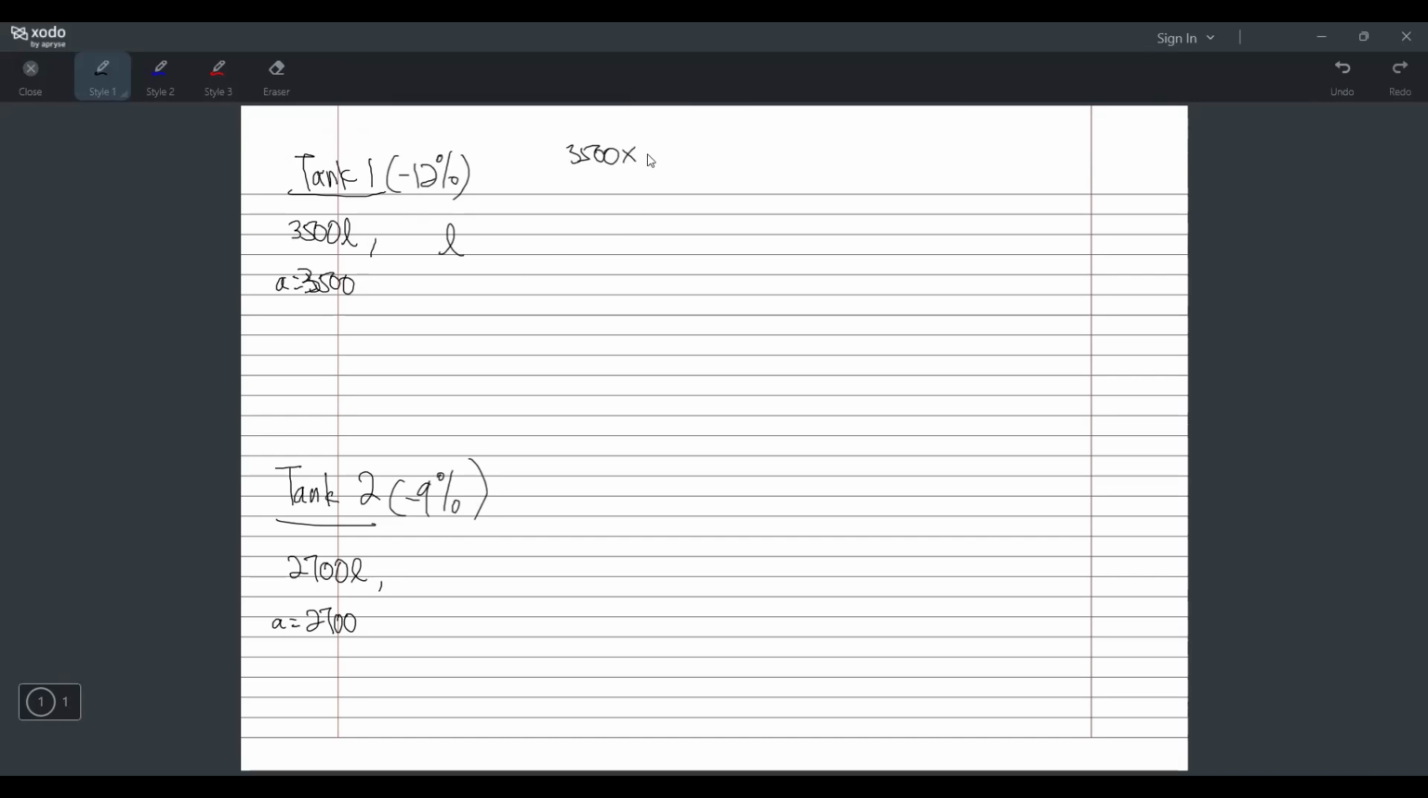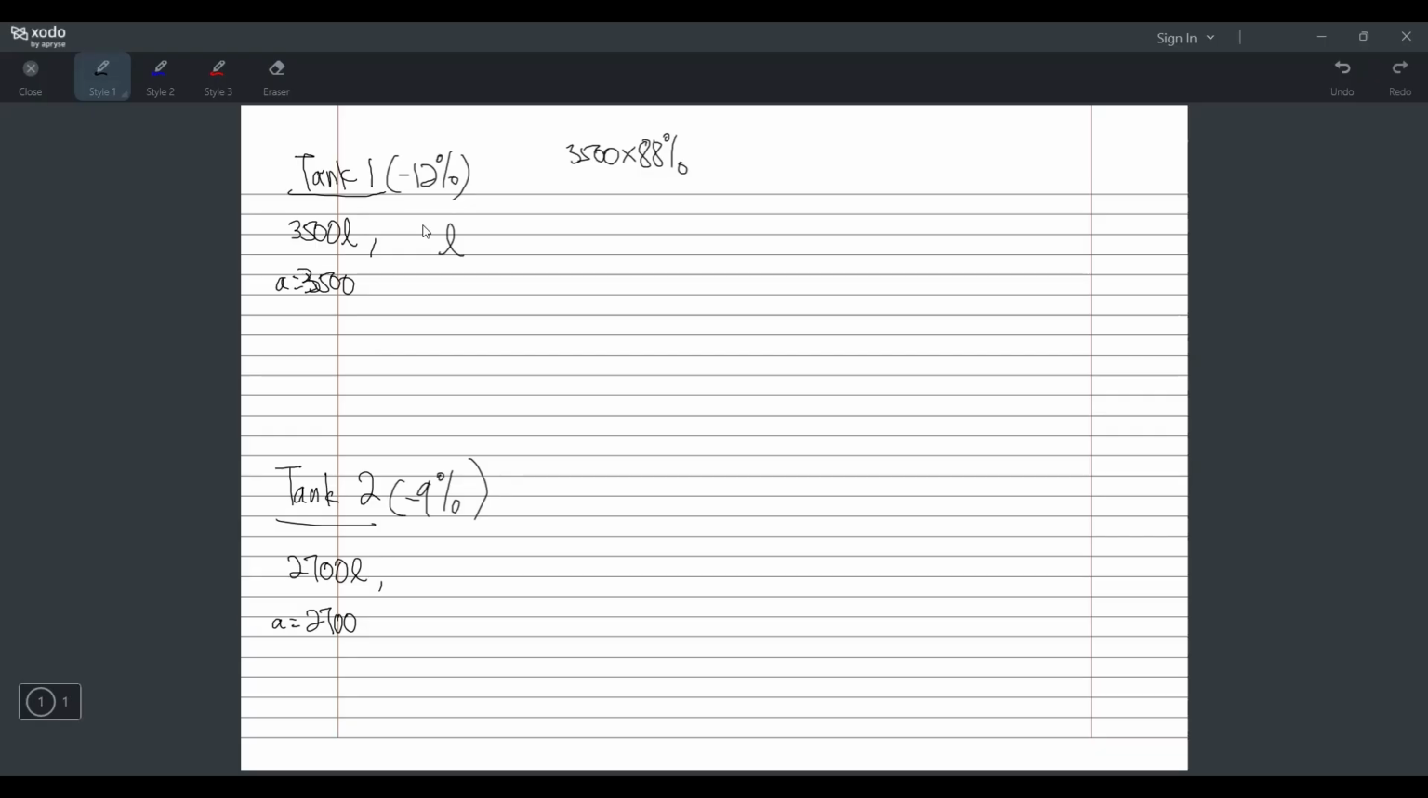Wait, you all understand, right? Why do I times 88%? It's because you decrease 12% already, so the remaining will be 88% of 3,500. Actually, you can also deduct 12%. If you deduct 12%, you have to subtract: after you deduct 12%, take the 3,500 minus the answer. That can also work, but if you do it like this, it's faster. You straight away times 88%.